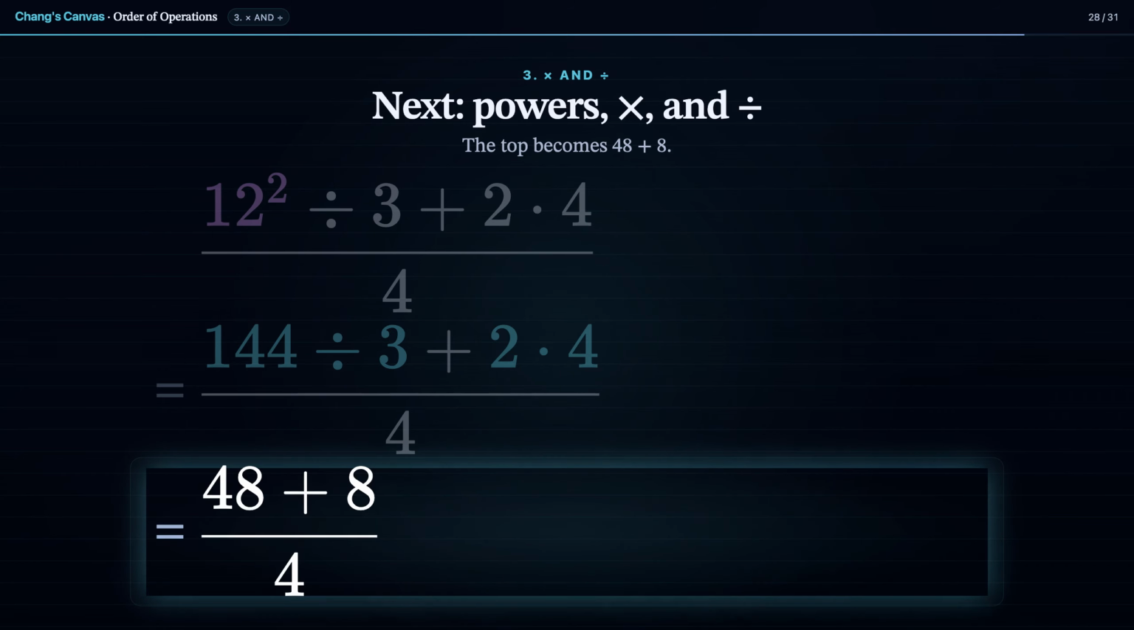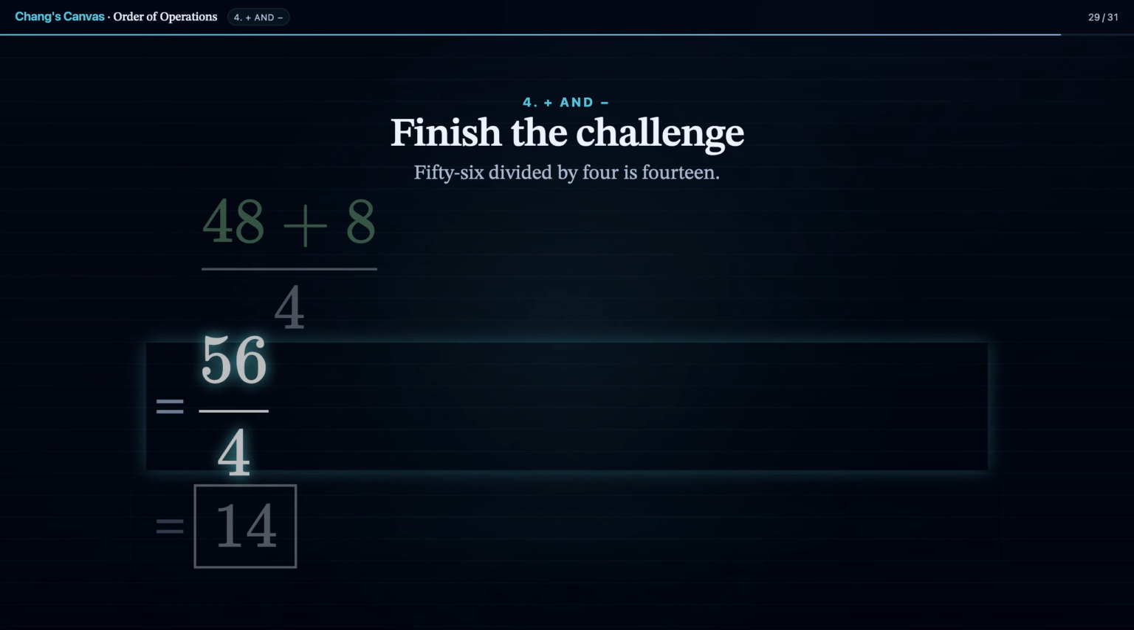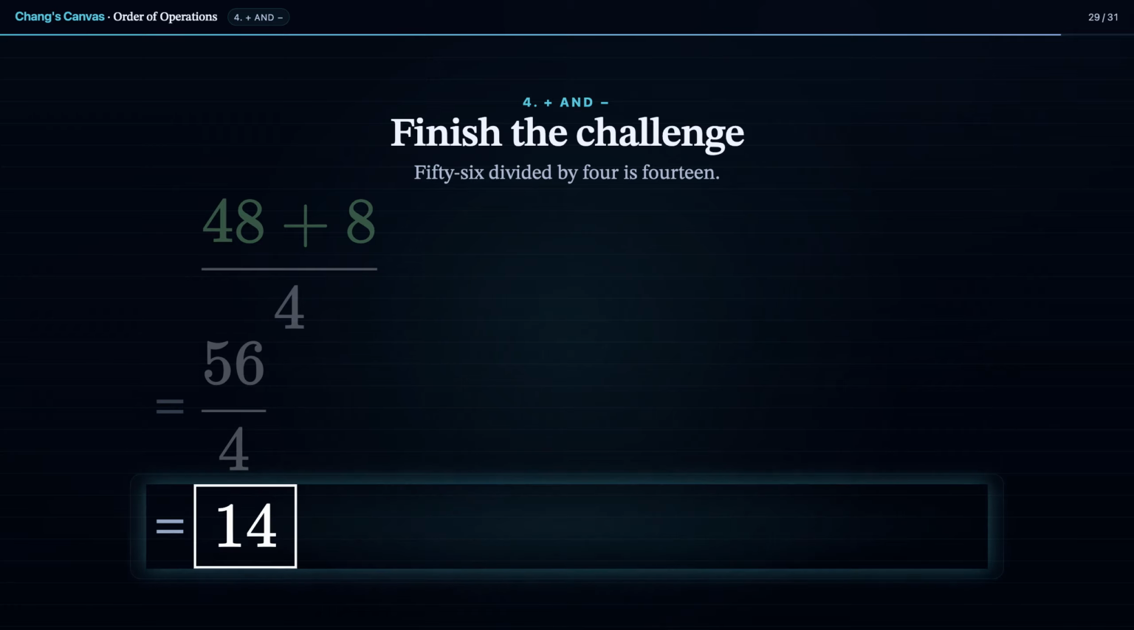The top is now 48 plus 8. Add 48 and 8 to get 56. Then divide 56 by 4. The final answer is 14.